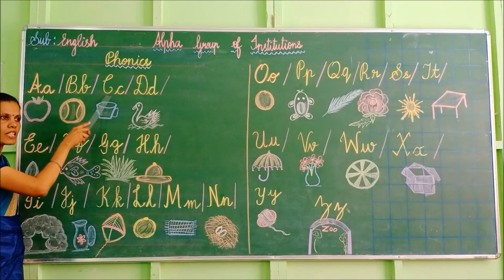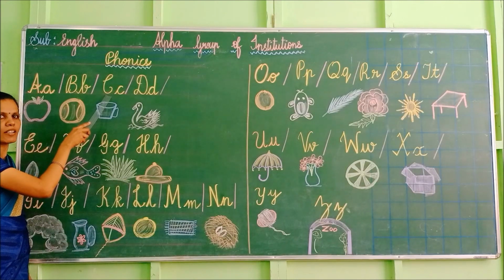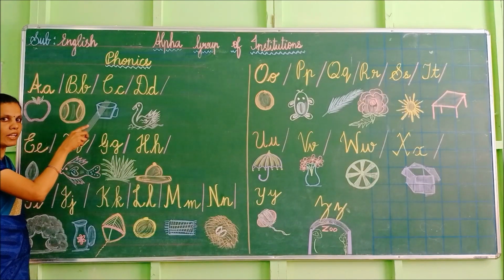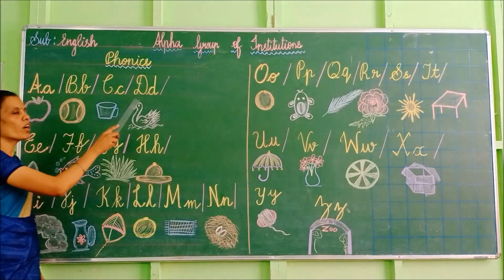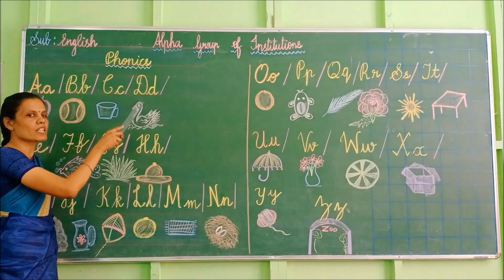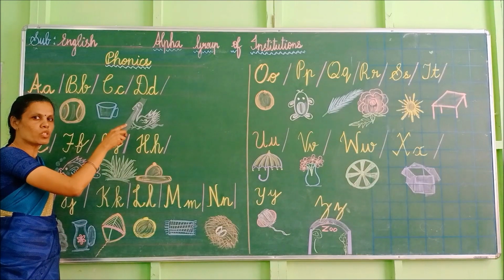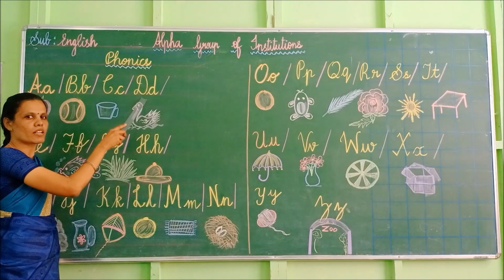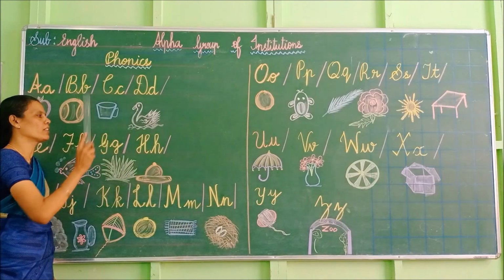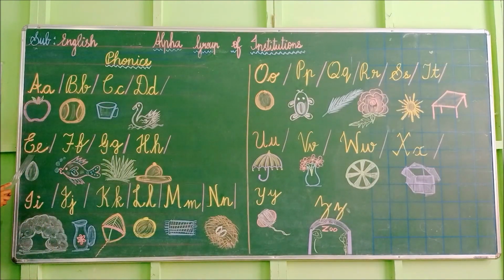What letter is this? C. C sounds K. Cup. Now what letter is this? D. D sounds D. Duck.